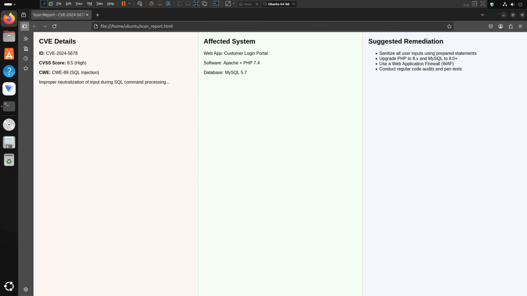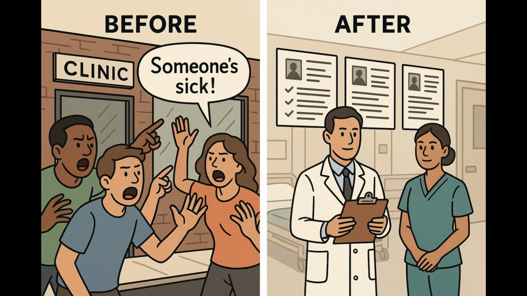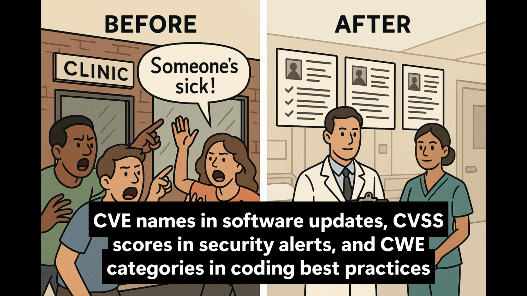These three systems turn chaos into order. Instead of random bug reports, you get organized, prioritized, actionable information. Like having a proper hospital with clear patient records instead of people just yelling someone's sick outside a clinic. Now you know it's specifically Rahul who needs help. You'll see CVE names and software updates, CVSS scores and security alerts, and CWE categories and coding best practices. Now you'll know exactly what they mean.